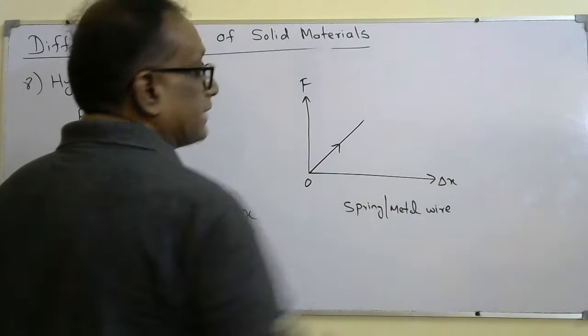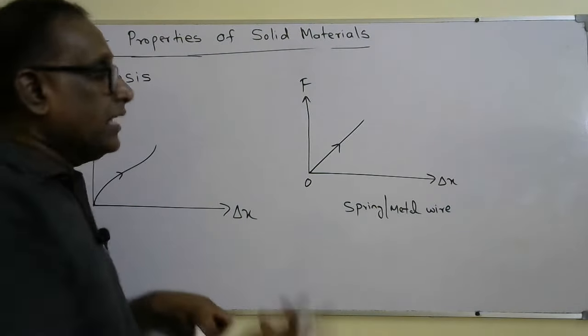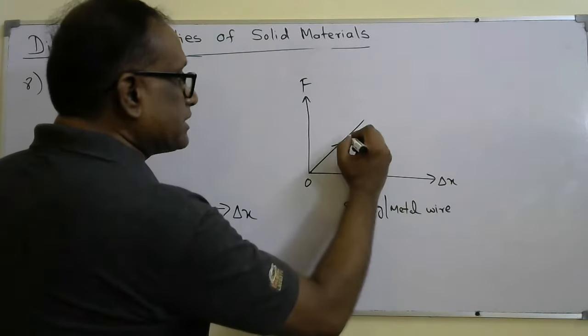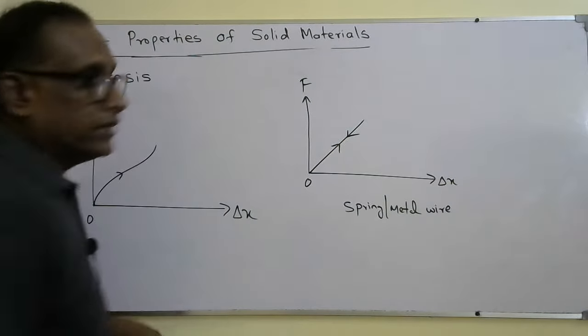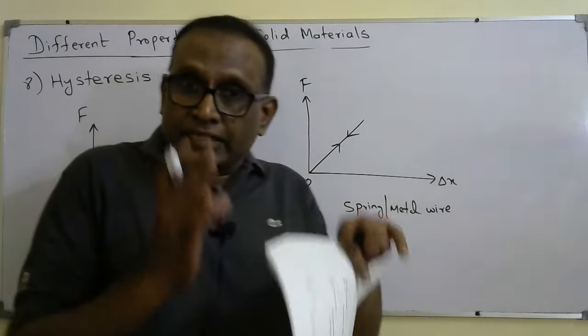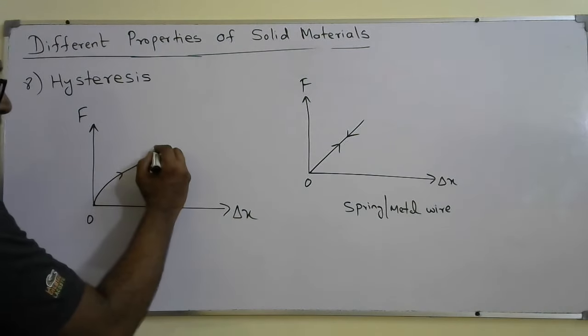Unloading graph: when you remove the added weight, it will return to the original shape. When the force becomes 0, extension will become 0, so the graph will exactly overlap. But for rubber, when you unload, even within the elastic limit, the graph won't overlap. The graph will be below, something like this shape.